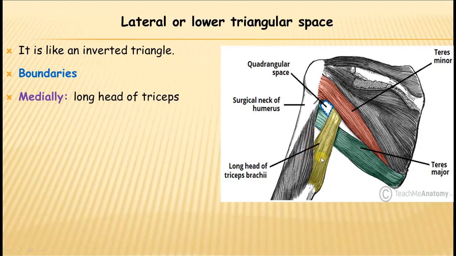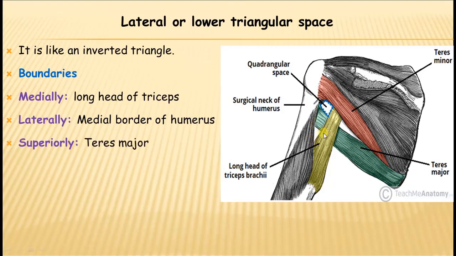So medially long head of triceps, laterally the medial border of the shaft of the humerus. Superiorly what you have is the teres major. So the three boundaries are medially long head of triceps, laterally shaft of the humerus, superiorly teres major. So the teres major forms a superior boundary for the lower triangular space, whereas for the quadrangular and upper triangular space it forms the inferior boundary.